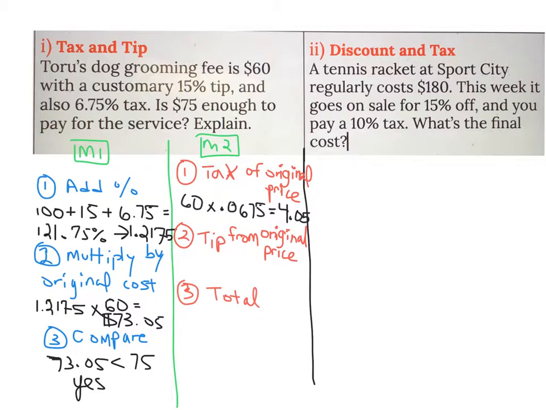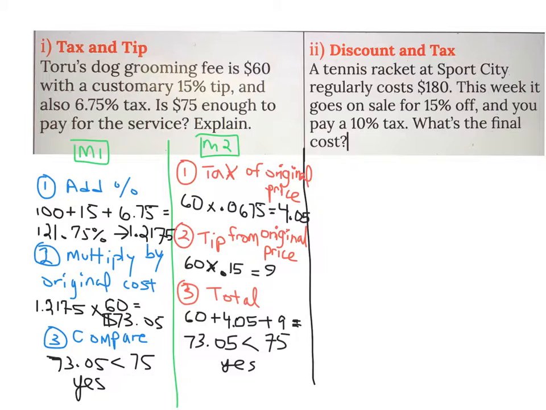Next, we're going to find the tip from the original price by multiplying $60 times 15%. By doing that, you're going to get a tip of $9. Then you're going to find your total. Your total is your original cost, $60, plus the $4.05 tax, plus the tip, and again, you're going to get $73.05. This is just another method of doing the same kind of thing, and you will get the same answer. When they ask you is $75 enough, yes it is, because $73.05 is less than that.